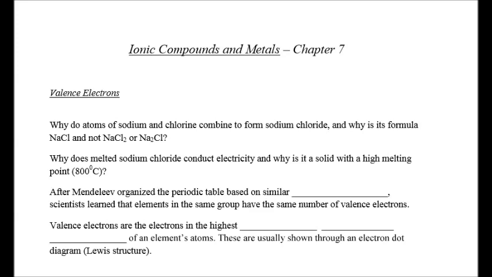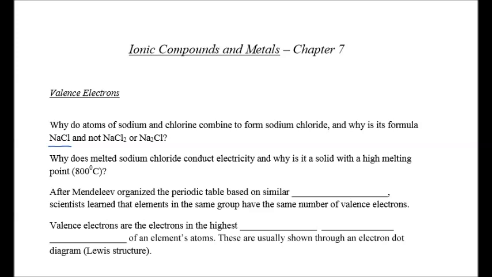So we start off with a question. When we combine sodium and chlorine, we form sodium chloride. The formula for sodium chloride is NaCl. Well, why is it NaCl and not NaCl2 or Na2Cl or any other possibility? We're going to see that sodium chloride has a very high melting point, and it can conduct electricity when it's dissolved in water, but not as a solid. So we're going to start looking at the characteristics of compounds.